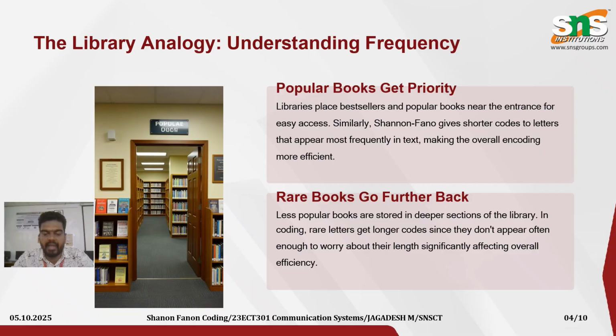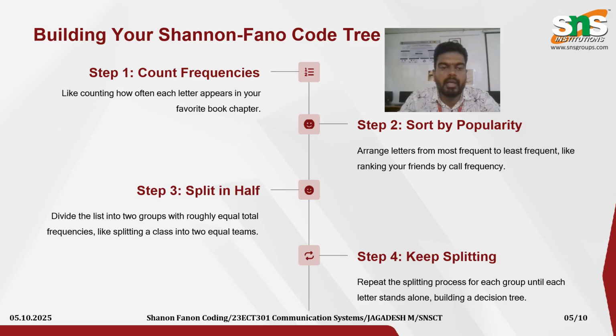Rare books go further back. Less popular books are stored in deeper sections of the library. In coding, rare letters get longer codes since they do not appear often enough to significantly affect overall efficiency. So this is the best example for understanding Shannon-Fano coding. And building your Shannon-Fano coding tree has several steps. The first step is count frequencies, the second step is sort by popularity, the third step is split in half, and the fourth step is keep splitting.